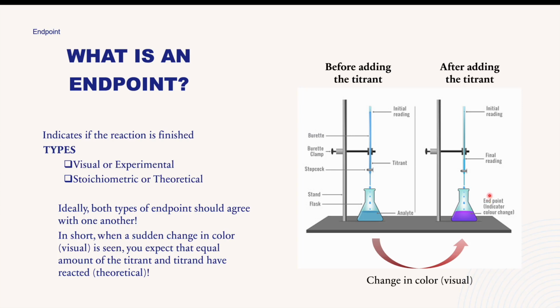So if the theory tells you you need 23 ml of this one to reach this one, if you conduct the experiment, it should be around that volume as well. They should be more or less the same. That's the ideal. If it's too far, then maybe your experiment is not really properly performed. In essence, your endpoint, chemically speaking, same amount of your titrant and your titrand have reacted.